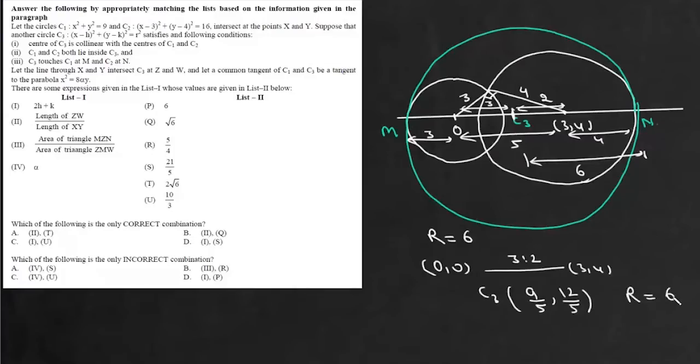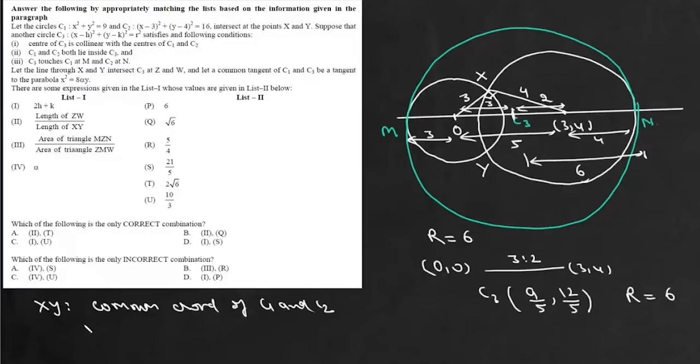Now it says a line through XY intersects C3 at Z and W, and let the common tangent of C1 and C3 be a tangent to parabola x square equals 8 alpha y. Now it also says these two circles intersect at capital X and capital Y. So this is your X and this point is your Y. Now basically this XY is the common chord of C1 and C2.